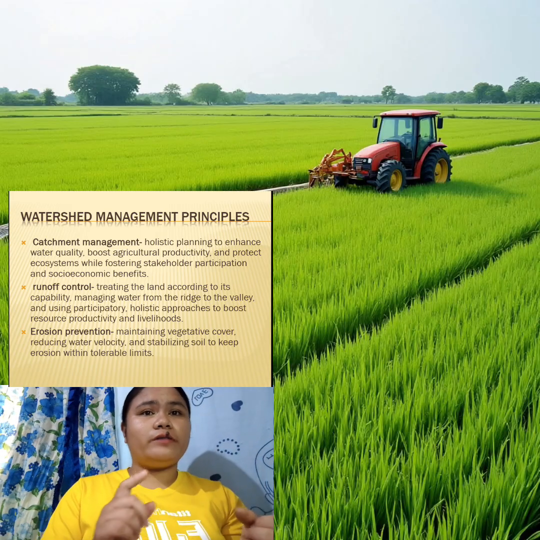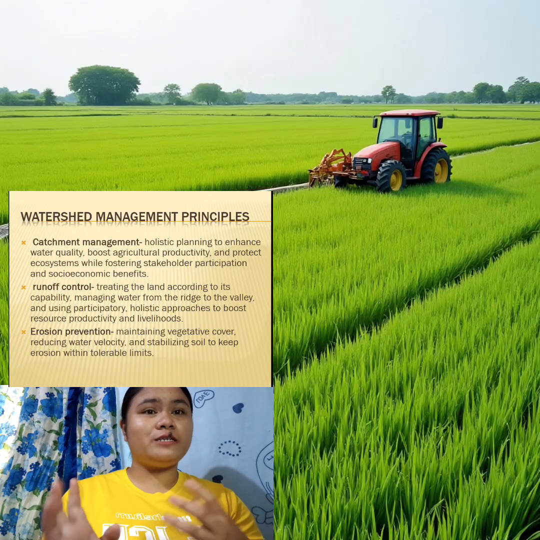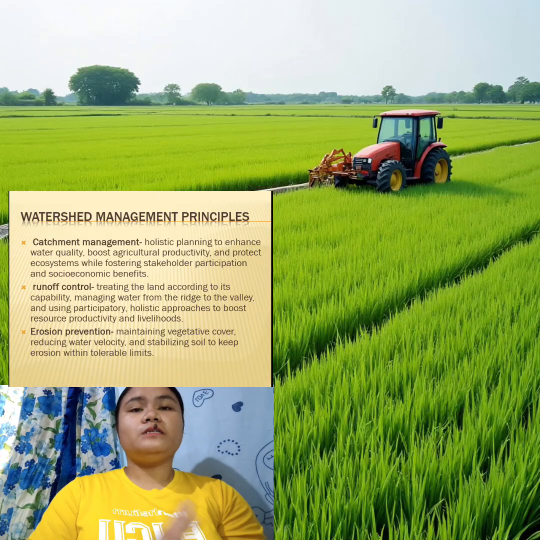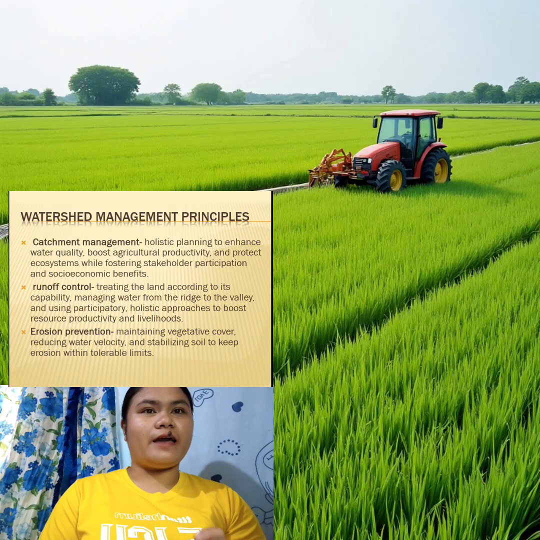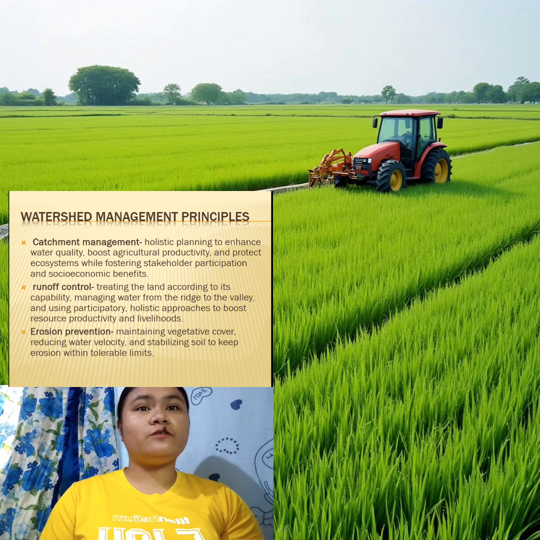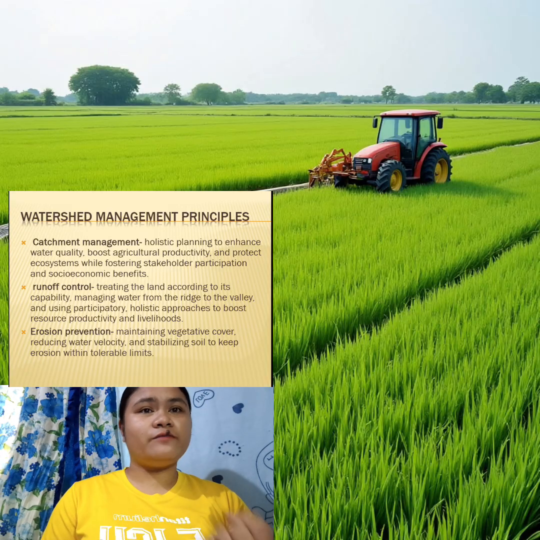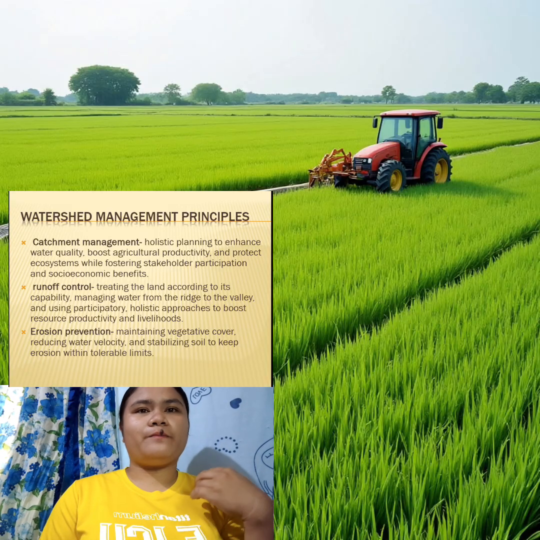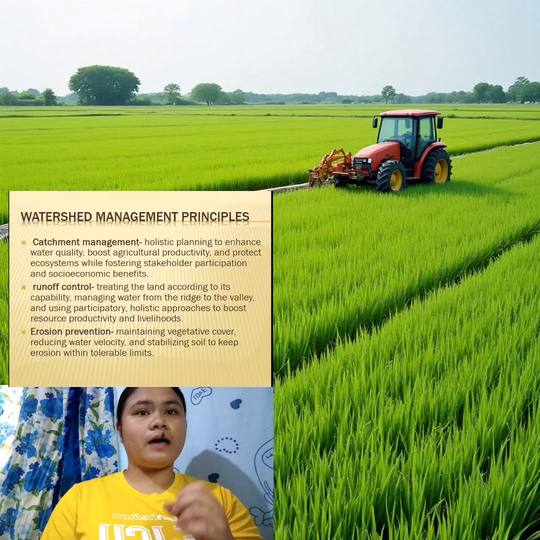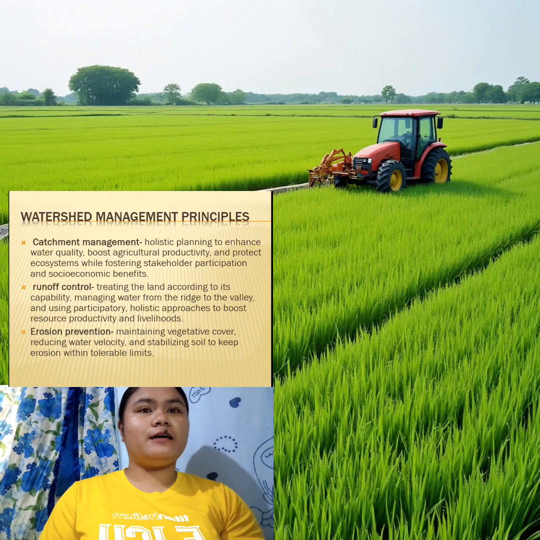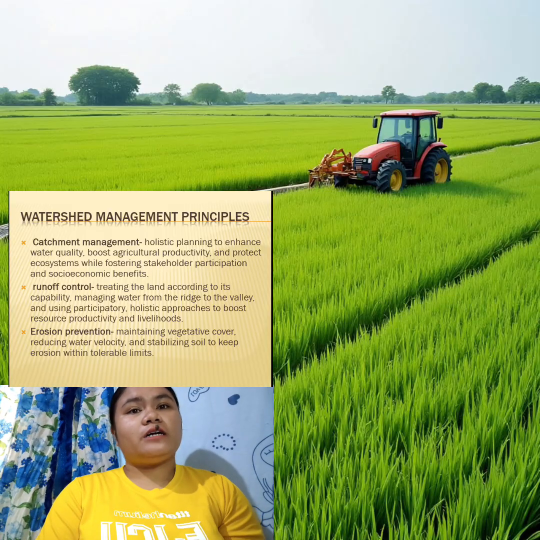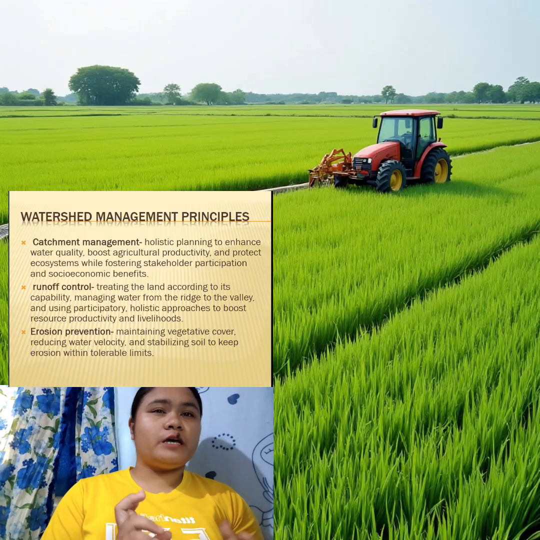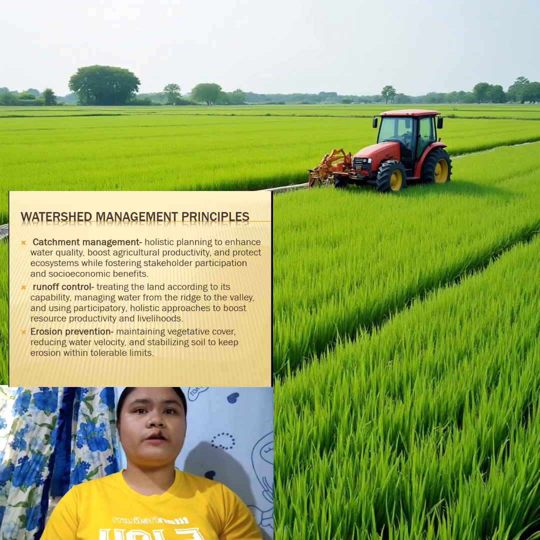We are now on our final content section, which is the watershed management principles. A watershed, also called a catchment area. So what is a catchment area? It is the land area that drains all precipitation and runoff into common outlets such as the river, lake, or the sea. Watershed management is about managing the entire land-water system holistically. There are three core principles of watershed management that are relevant to agriculture.